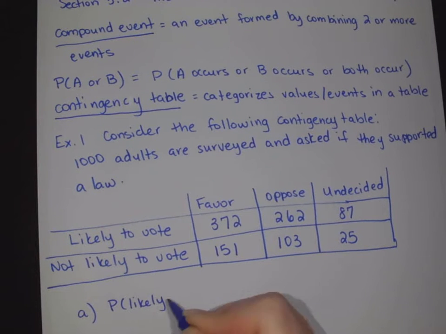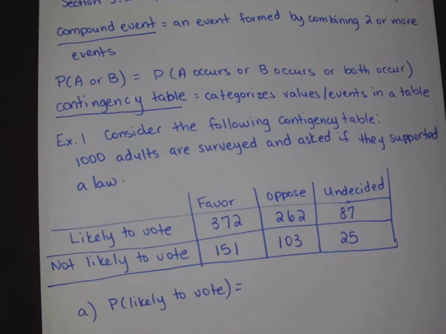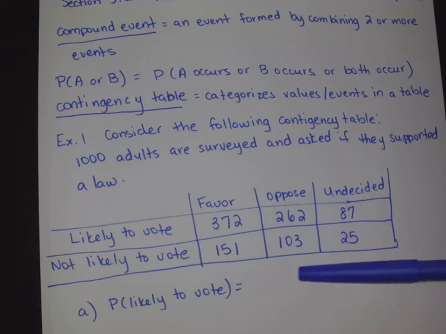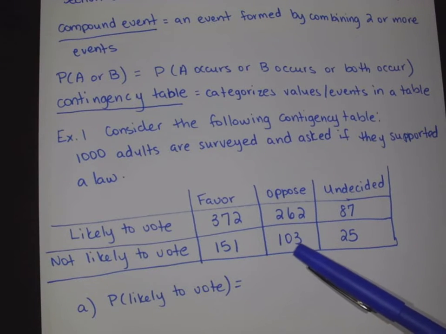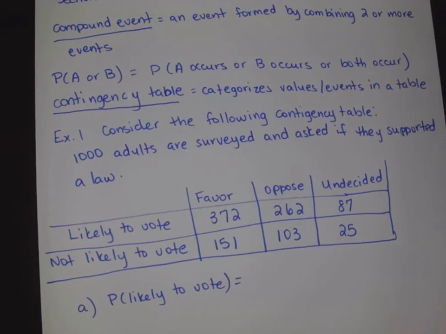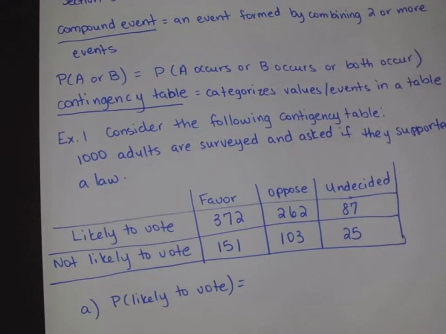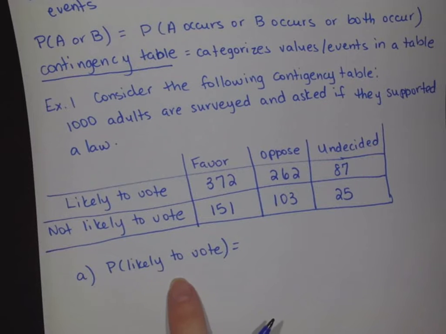So the probability that a person is likely to vote, okay? Because, by the way, the reason we're probably tracking this is it doesn't necessarily matter how many people oppose it if they're not going to vote anyway, right? So, honestly, these 103 people here, if you're for the law, you're not too concerned about them, right? Because they oppose it, but they're not going to vote anyway, so they don't get a real opinion, right? Kind of like everybody always says. So the probability that they're likely to vote.